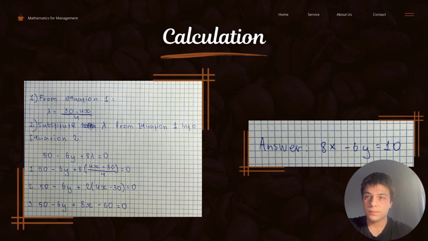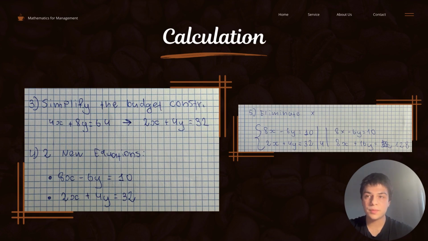Now our equation will look like, after substitution, 50 minus 6y plus 8 (4x minus 30 over 4) equal to 0. Now we have to open the parentheses, and we're going to have 50 minus 6y plus 2 (4x minus 30) equals 0. And finally, our final equation will look like 8x minus 6y equals 10.